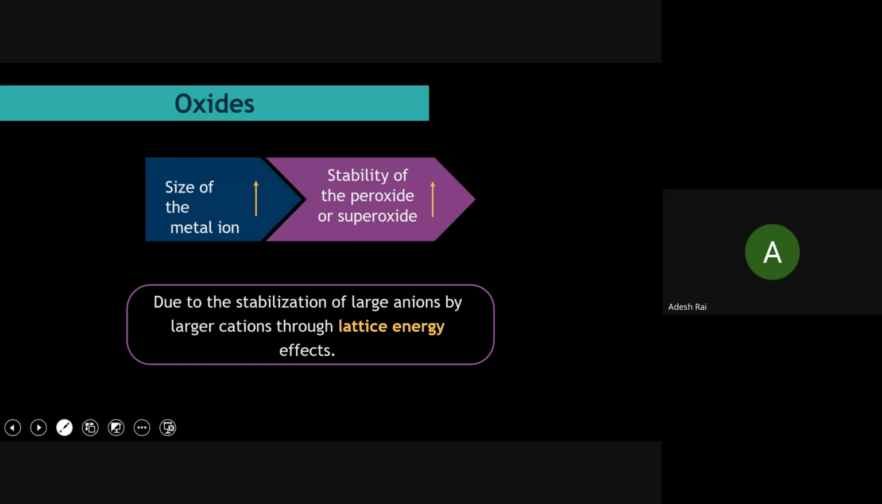Is that clear? Due to the stabilization of larger anions by larger cations through lattice energy effects, the formation of oxide, peroxide and superoxide will vary. The main reason is that a larger cation requires a larger anion and smaller cations require a smaller anion, as simple as that. So potassium, rubidium, cesium are larger elements, larger cations. They will require a larger anion like superoxide or peroxide. Got my point? Can we proceed?